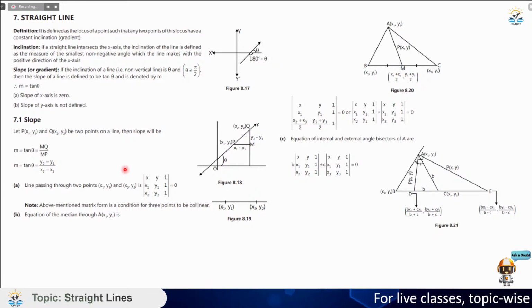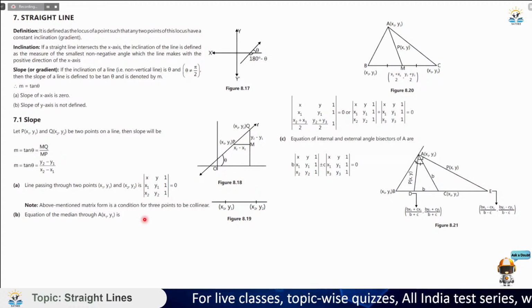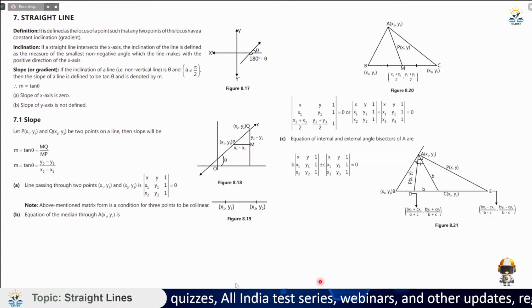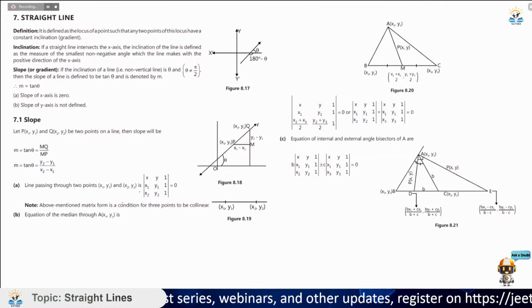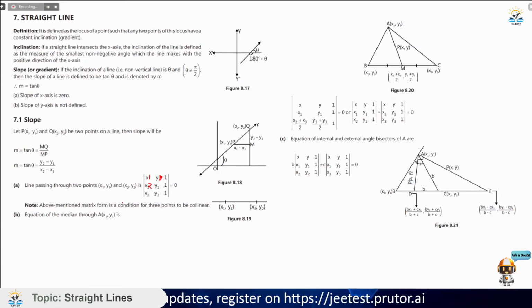So we can say the line passing through 2 points (x1, y1) and (x2, y2) is given by the determinant with rows x, y, 1; x1, y1, 1; x2, y2, 1. Solving this equation we get y is equals to mx plus c. Note the above matrix is a condition for 3 points to be collinear. If here we take x1, x2, x3, for example, the determinant with rows x1, y1, 1; x2, y2, 1; x3, y3, 1, if it is equal to 0, then all the 3 points are collinear.